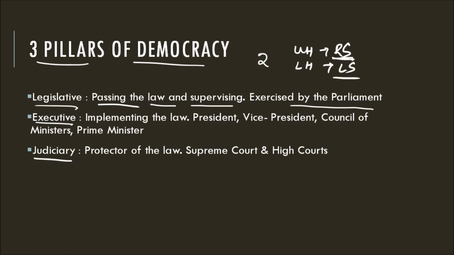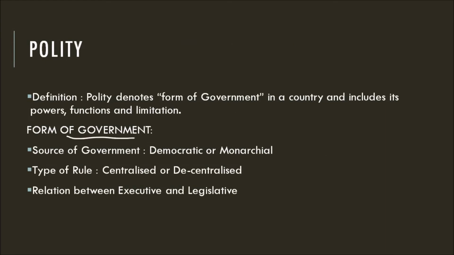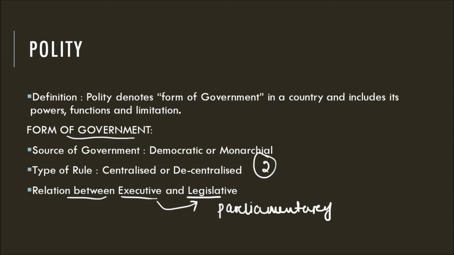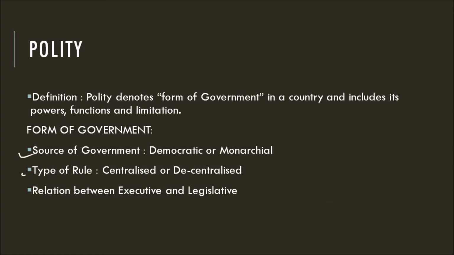The job of executive is to implement the law. President, Vice President, Council of Ministers and Prime Minister are the part of executive pillar. The job of the judiciary pillar is to protect the law. Supreme Court and High Courts in a country exercise this. So in form of government, when we talk about the relationship between executive and legislative, there are two types of relation. Whether executive is a part of legislative, and this scenario is called the parliamentary form of government, or whether executive is independent of the legislative. I hope you have understood all the points.